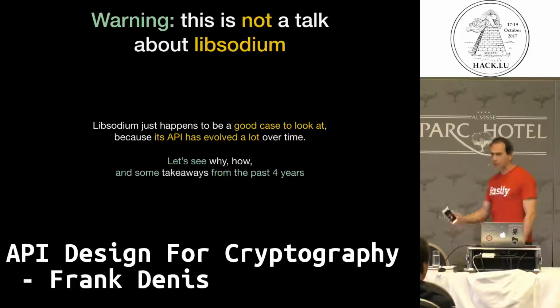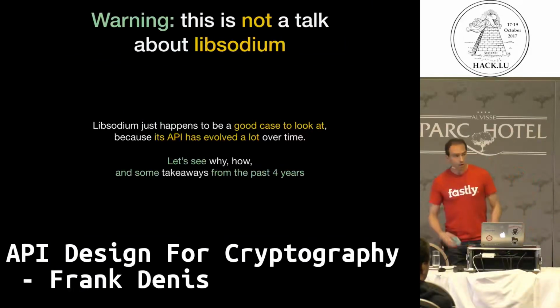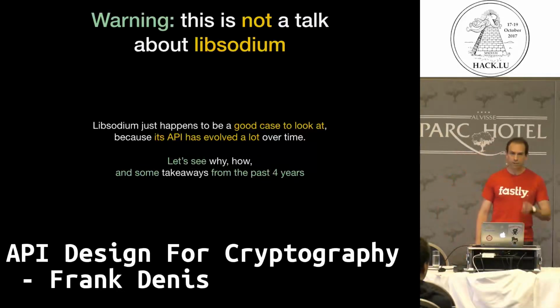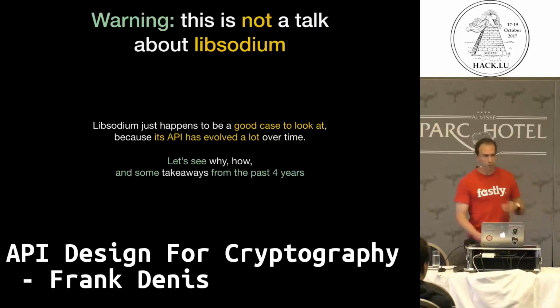Just a disclaimer, this is not a talk about Sodium. What I'm going to talk about now can apply to any crypto library. It just happens that Sodium has an API that has changed a lot over time, so I think this is a good example to look at. I just want to explain why this API has changed, how, and some takeaways from its past 4 years of existence.